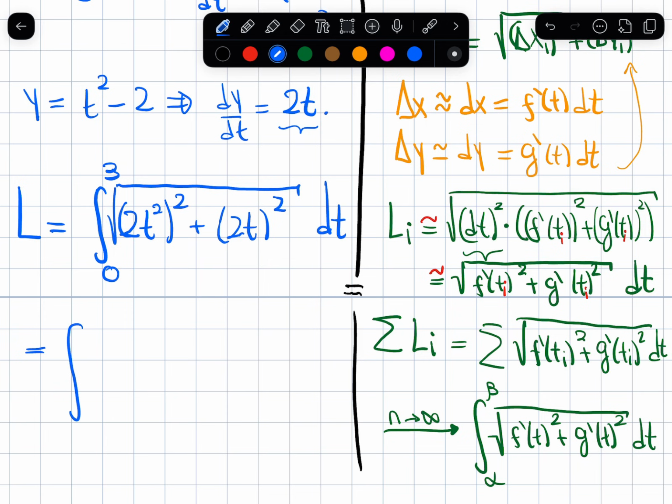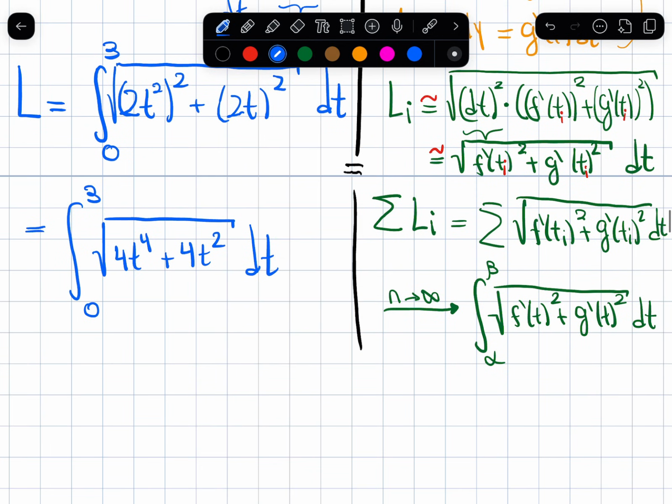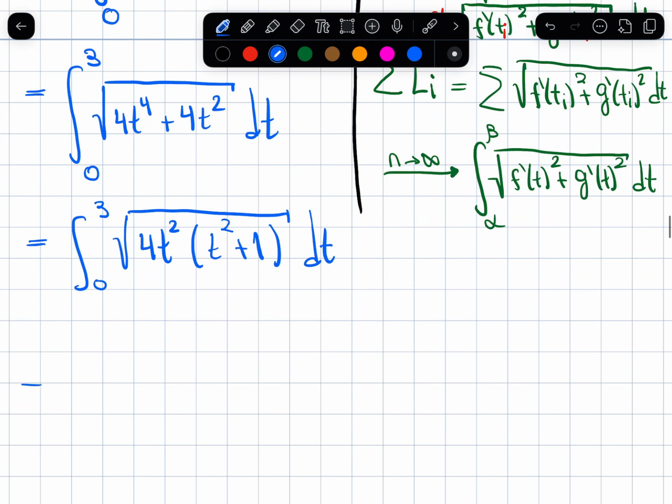It's going to be the integral from 0 to 3 of the square root of 4t to the power 4 plus 4t squared dt. And I can see that I can factor out a 4t squared. So 4t squared here, and I can see this as t squared plus 1, like so. And then, because these are multiplying, I can take a square root for each. So the first one is going to be 2t, and the second one is going to stay, unfortunately, as the square root of t squared plus 1. And then I have to solve this integral.